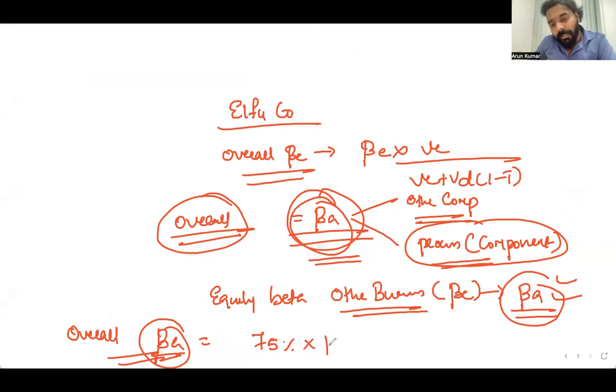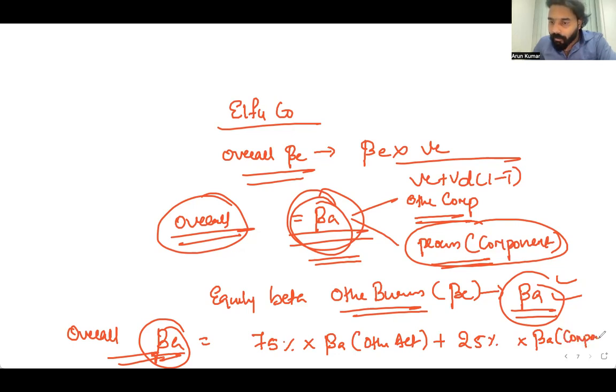That is 75% into the business risk of other activity, plus 25% of the business risk of the component that we are planning to invest in. So this is the equation that we have to use to find the value of this beta A.